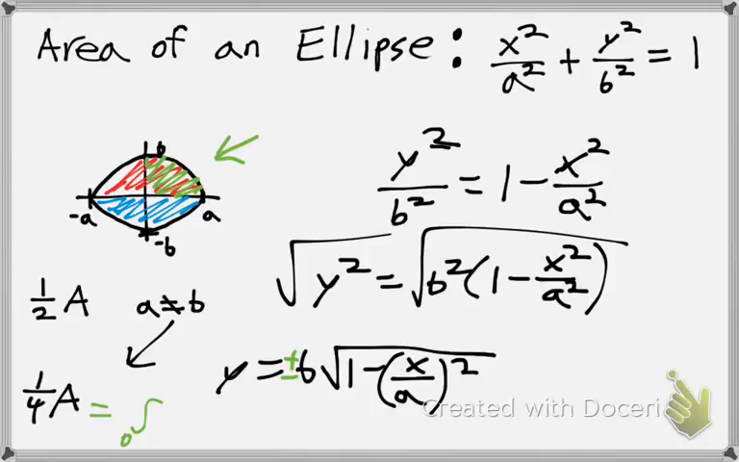and that will be equal to the integral from 0 to a of y dx. And then we'll plug in for y. Only the positive part of y. And let's do that on the next page.